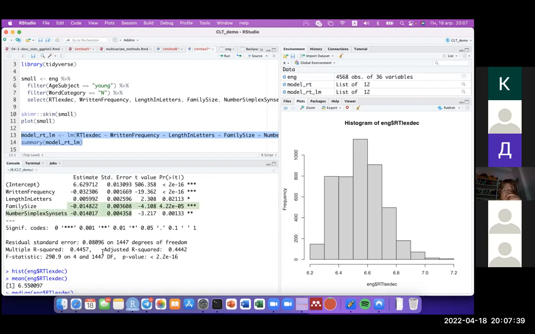Let's go to our R squared. Do you remember what R squared means? What's the minimal R squared possible? What is the maximum R squared possible?